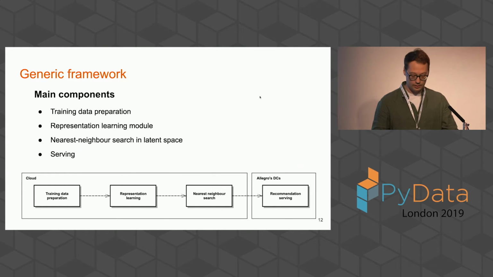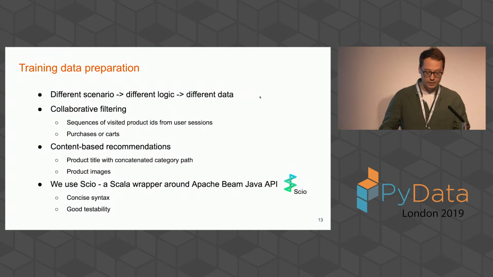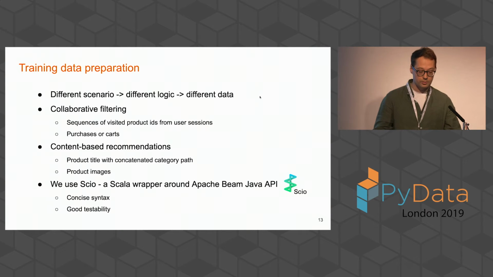So let me begin with the ETL module. Different business scenarios, placements, require different recommendation logic. Hence, we need to extract different data. In case of collaborative filtering, we extract either sequences of visited product IDs from user sessions extracted from clickstream data, or we rely on transactional data like purchases and carts to obtain recommendations on a complementary basis.